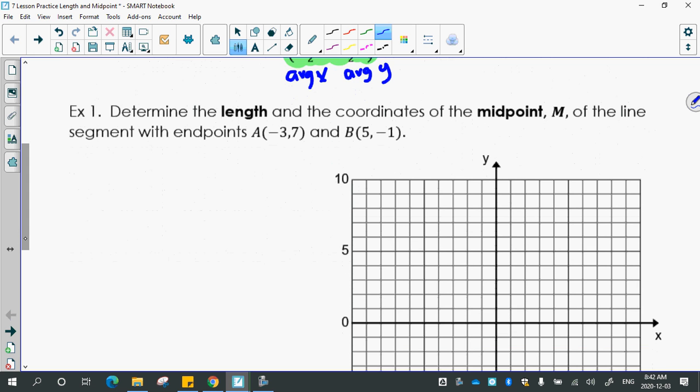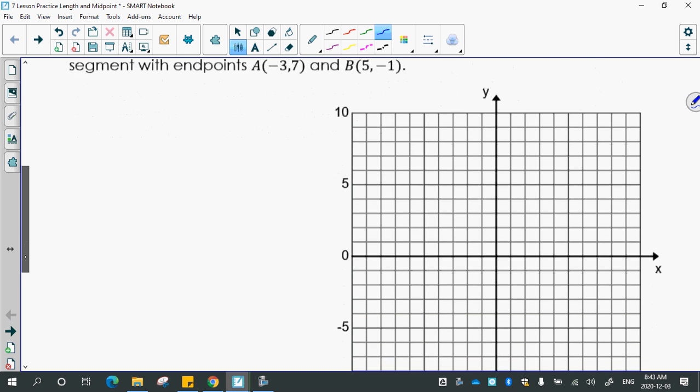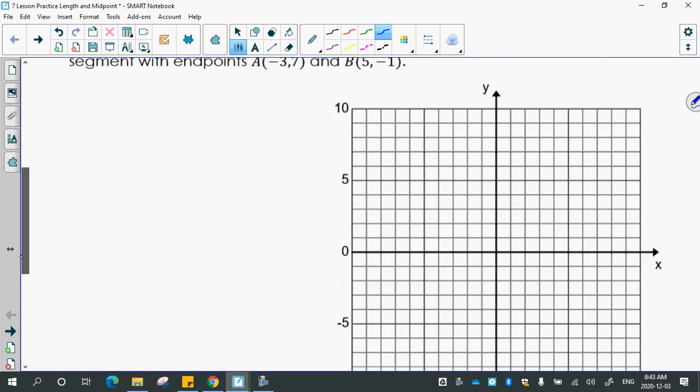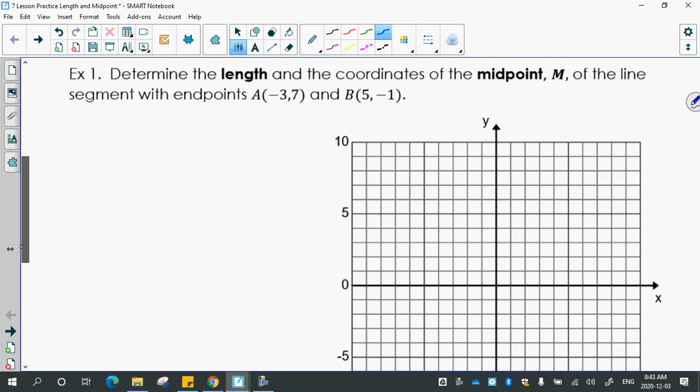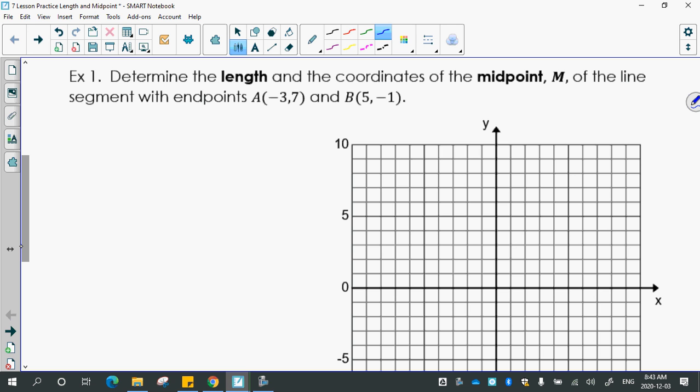So determine the length and the coordinates of the midpoint M of the line segment with endpoints A(-3, 7) and B(5, -1). So we're going to do it using Pythagorean theorem first, since we have a graph to go with it.